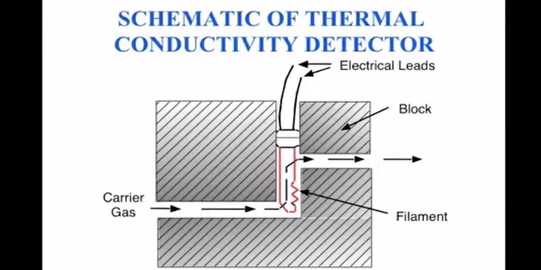The second detector is a thermal conductivity cell. A large metal block is held at a constant temperature, let's say 250 degrees centigrade. Inside the block there are basically 4 filaments. 2 of these filaments are measuring filaments, 2 of those filaments are reference filaments arranged in a Wheatstone bridge. A current is passed through this filament and it is heated, slightly hotter than the block itself.